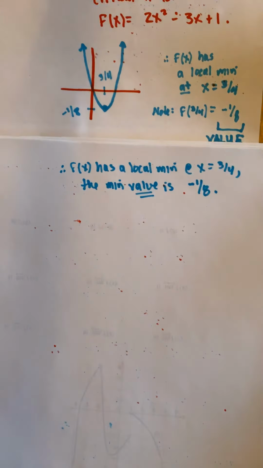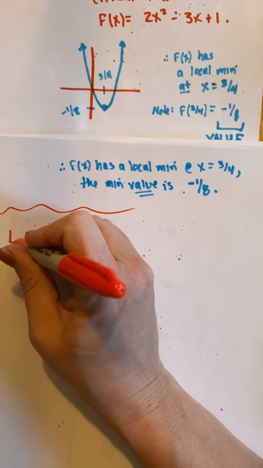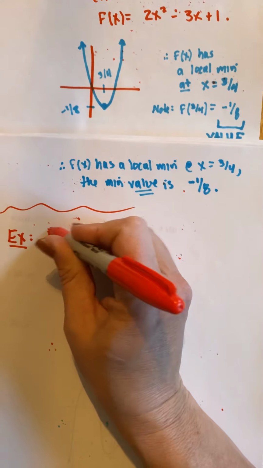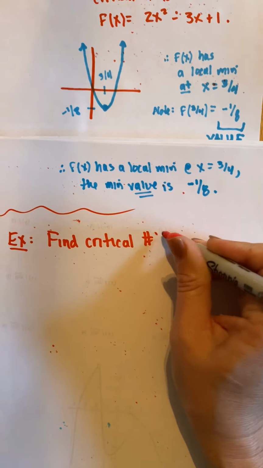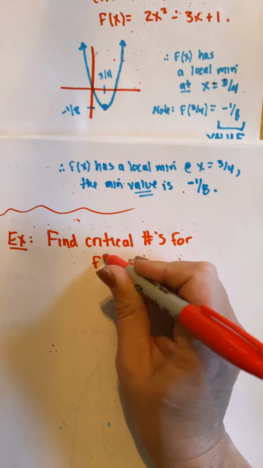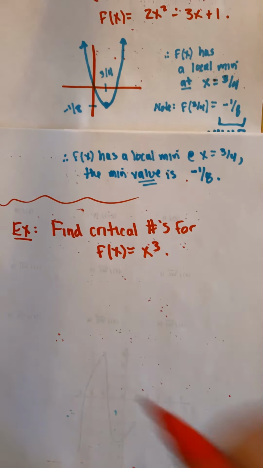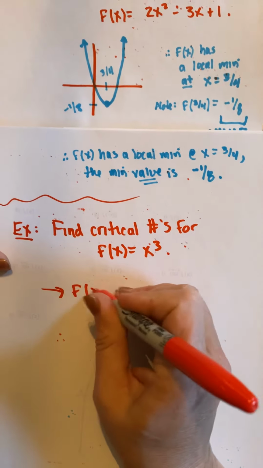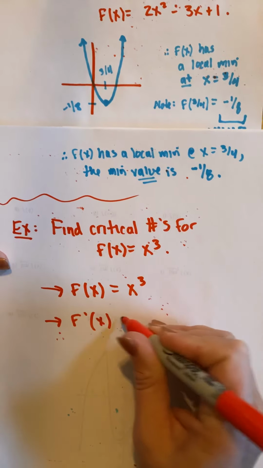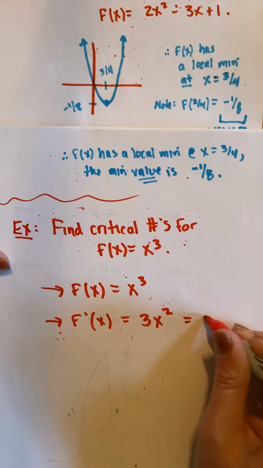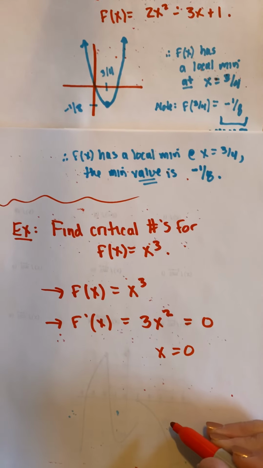All right, let's try another example. Let's find the critical numbers for the function f of x equals x cubed. So simple polynomial. F of x equals x cubed, then the derivative is 3x squared. We set it equal to 0. X equals 0 is the only critical number.